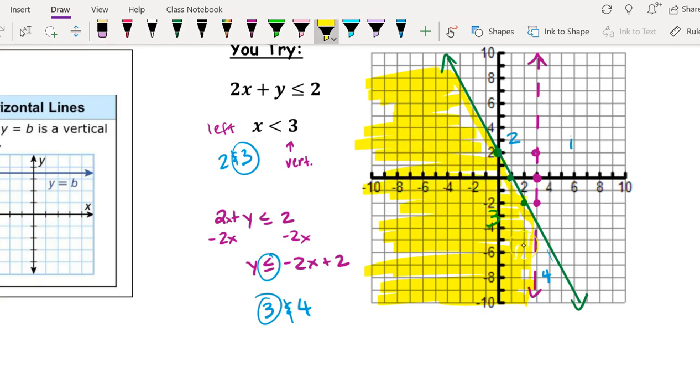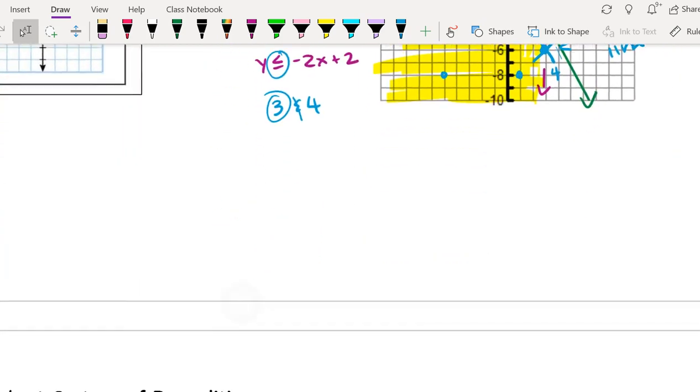Okay? And so any point in these regions is a solution. This point right here, yep, that's a solution. However, come back. This point right here is not a solution because remember it's on the dashed line. So that would not be a solution. Okay? All right.